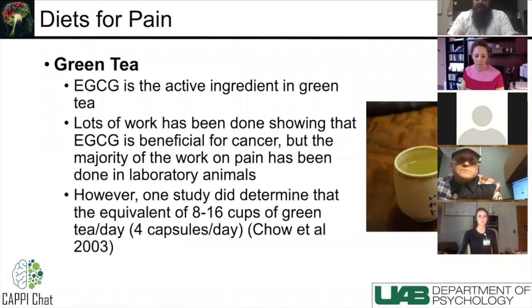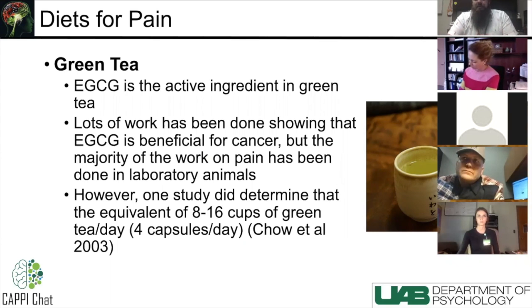And what about green tea? Green tea's been consumed for thousands and thousands of years. EGCG is the active ingredient in green tea that's thought to have all the beneficial effects. Now, there has been a lot of work on EGCG, specifically at UAB, looking at how beneficial it is for cancer. But the work that's been done on green tea and pain has primarily been done in laboratory animals, and it's found to be good at reducing pain and inflammation.